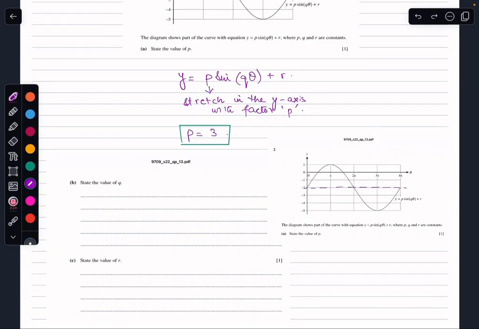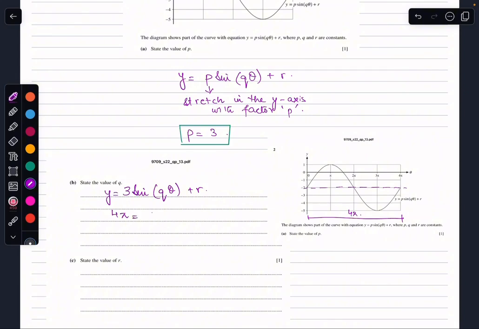Part B, state the value of q. So again, if I look at the curve equation which is given to us, the p value we have said is 3, then it's sine of q theta plus r. So q now is actually the period for the sine theta, the rotations for the sine theta. In this case, what I know is that the cycle, the period of this sine function, is going to be 4 pi. This is how the cycle is getting completed.